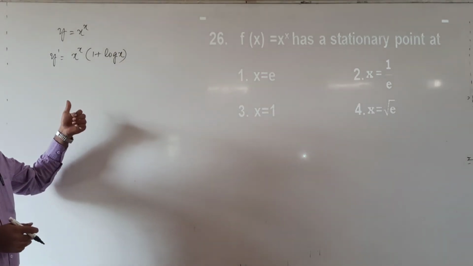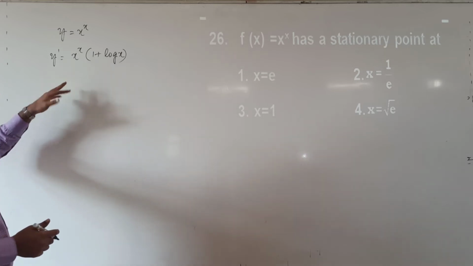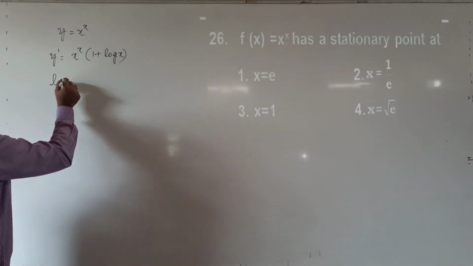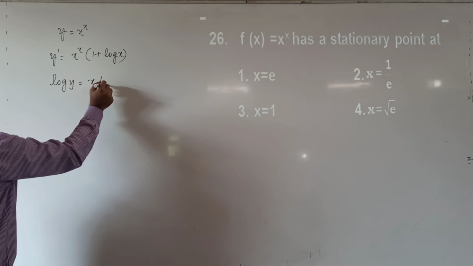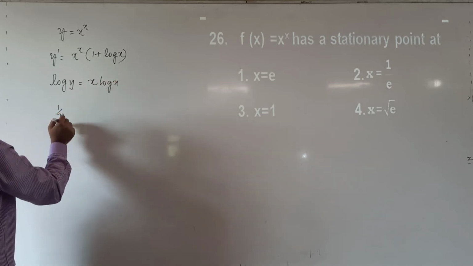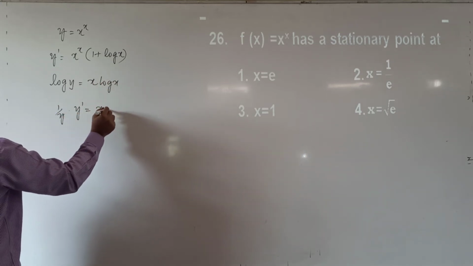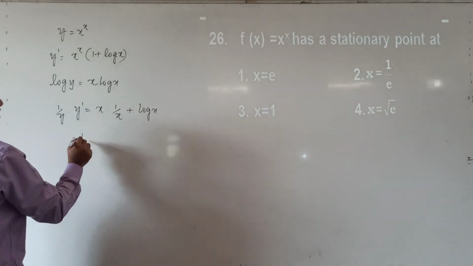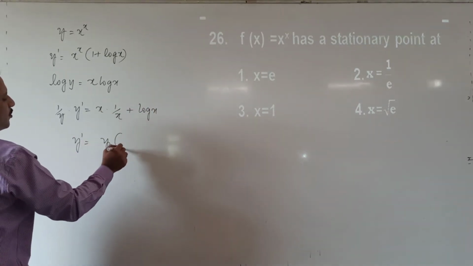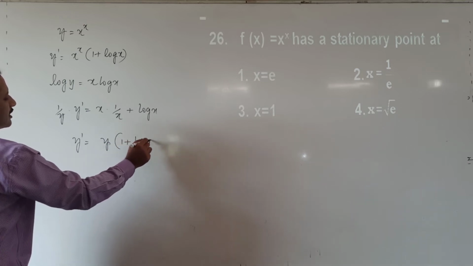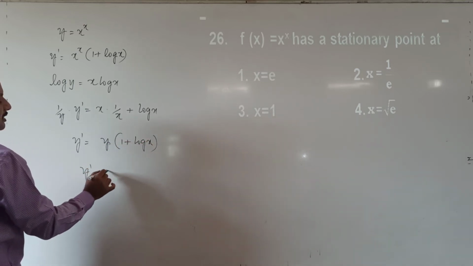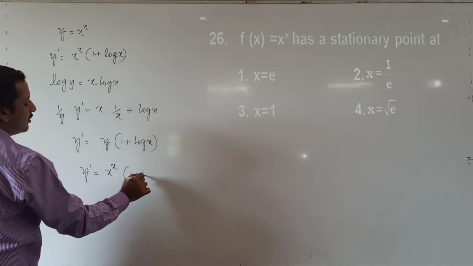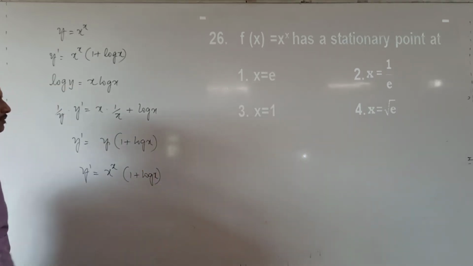Did you understand? How did I get it done? So by taking log, if you want, take log y is equal to x log x. Differentiate: 1 by y into y dash is equal to x into 1 by x plus log x. So y dash is equal to, x gets cancelled, y into 1 plus log x. So y dash is equal to y, which is x power x, into 1 plus log x. If you can remember this.